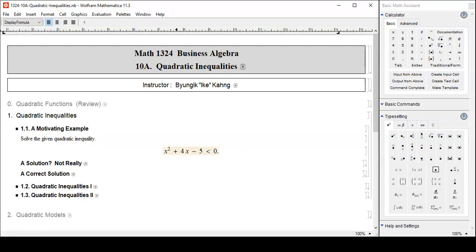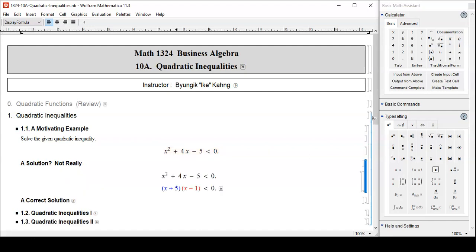And here we go. X squared plus 4x minus 5 is less than 0. All right. Whenever I write this kind of problem in an intermediate algebra, I see this kind of answer a lot. Sometimes even more than half the students. Less than 0, okay. And then factor the left-hand side. Again, all looks good.